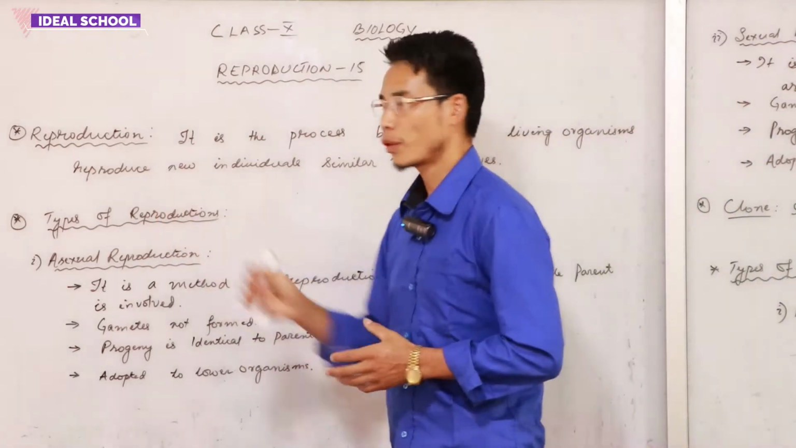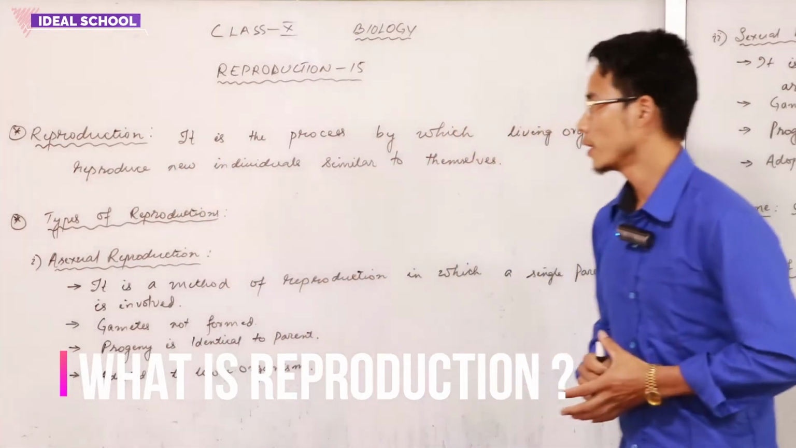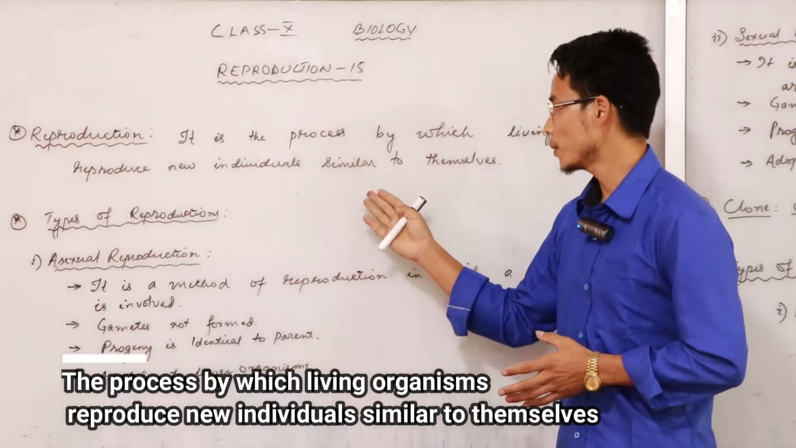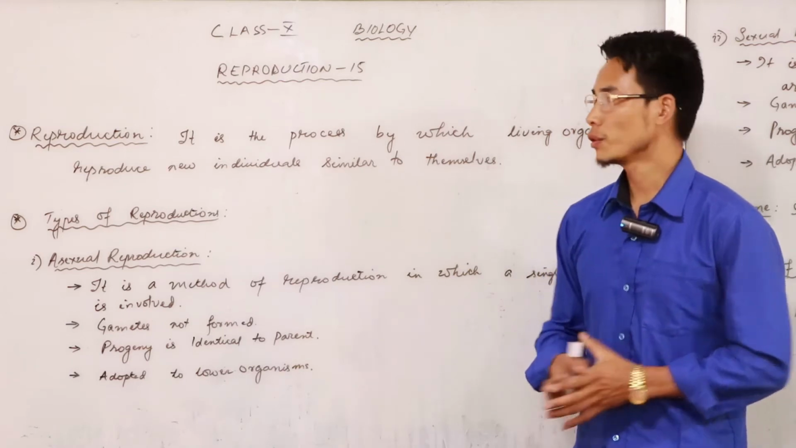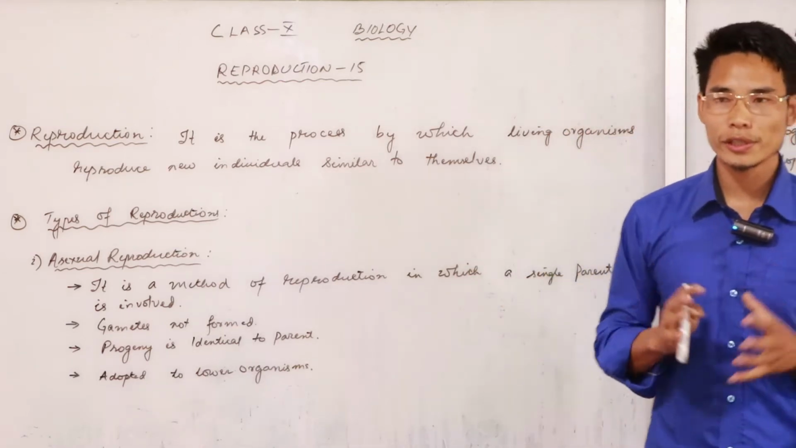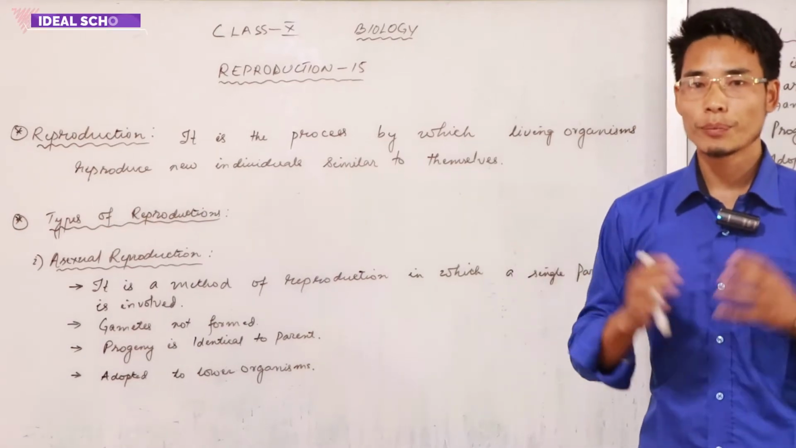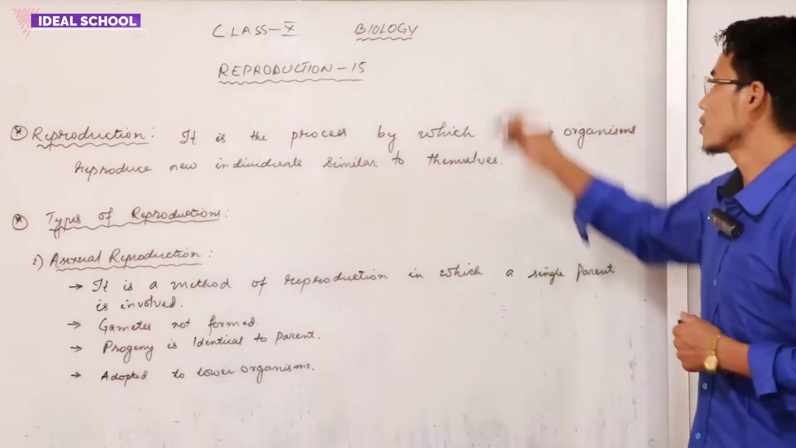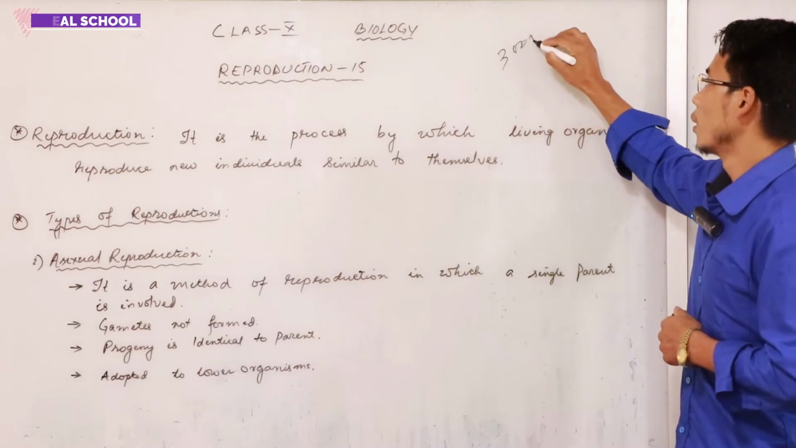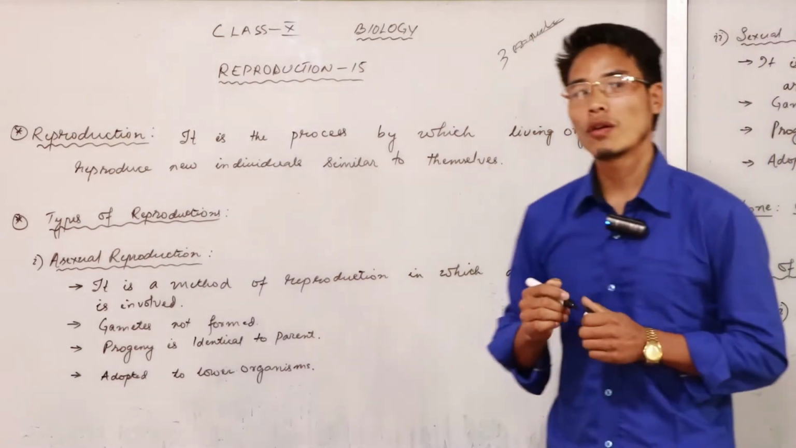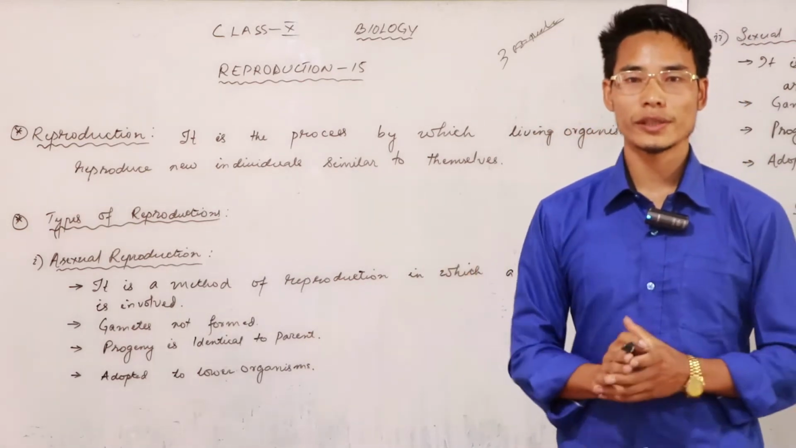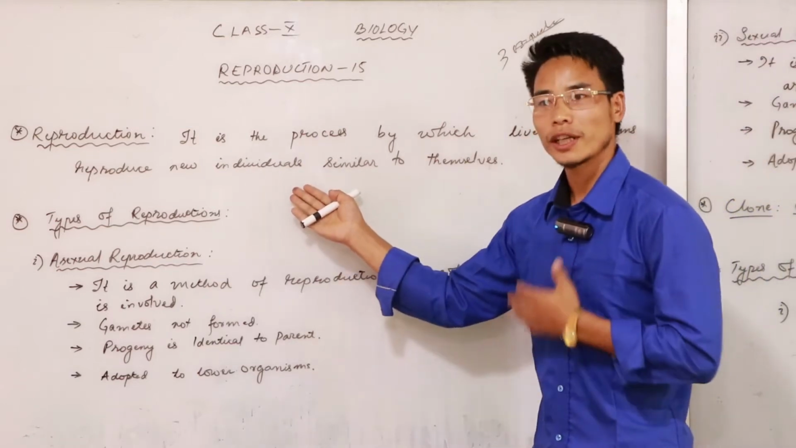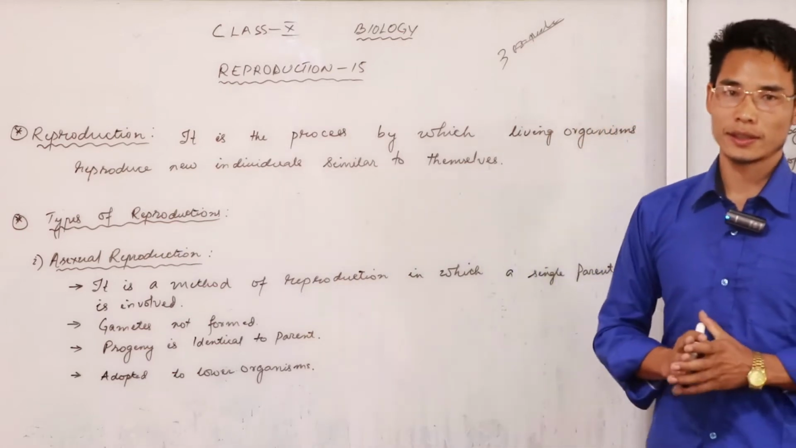Now, firstly, what is reproduction? Reproduction is the process by which living organisms produce new individuals similar to themselves. Already 3,000 million years back, the species of all the living organisms on this universe already existed. Because of this reproduction, today there are many species of living organisms found on this earth.